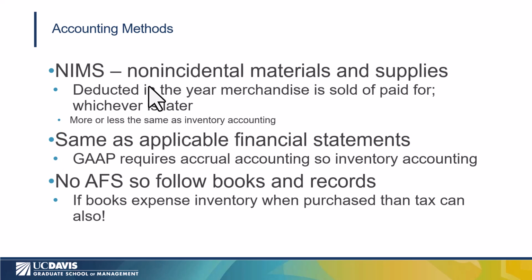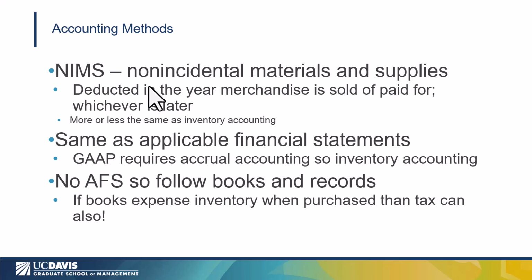So non-incidental materials and supplies, the rule says you deduct those in the year merchandise is sold, or paid for, whichever is later. Okay, so when I deduct that in the year the merchandise is sold or paid for, whichever is later, that's basically the same as inventory accounting. And so you gain nothing in terms of accelerating deductions of inventory costs by adopting the non-incidental materials and supplies, or the NIMS method.